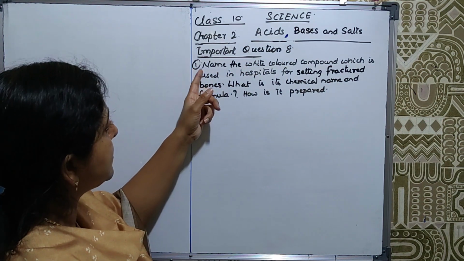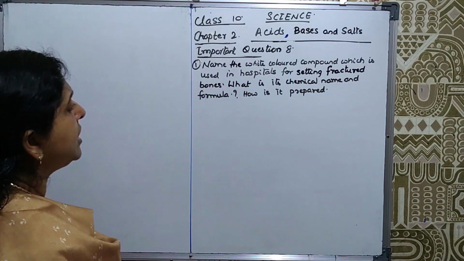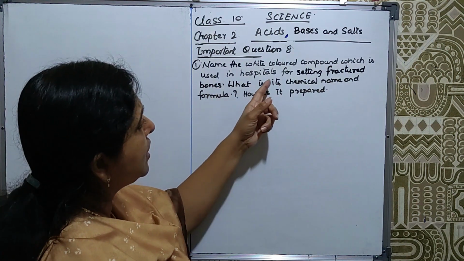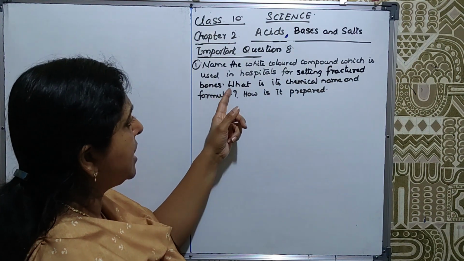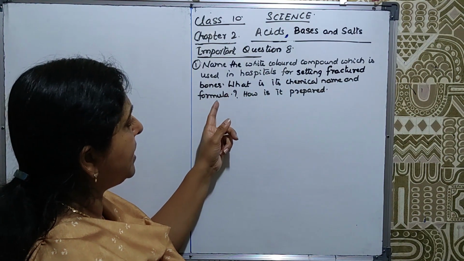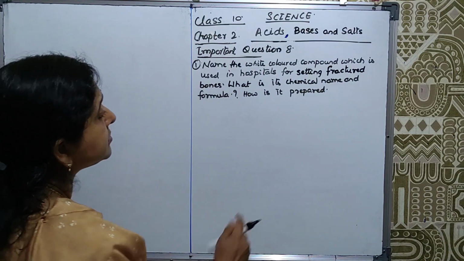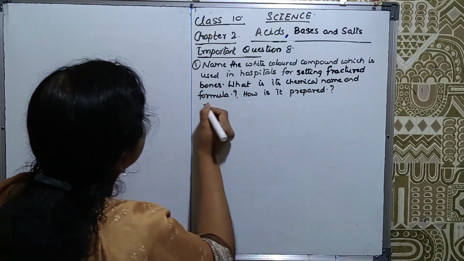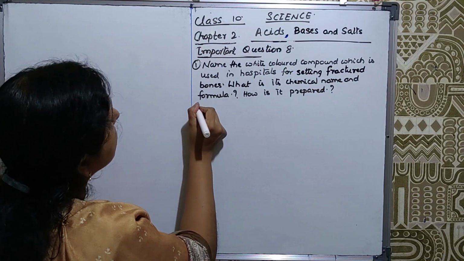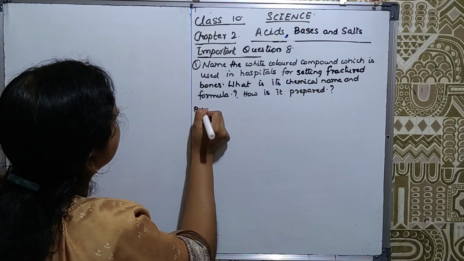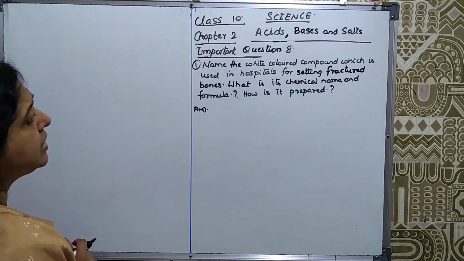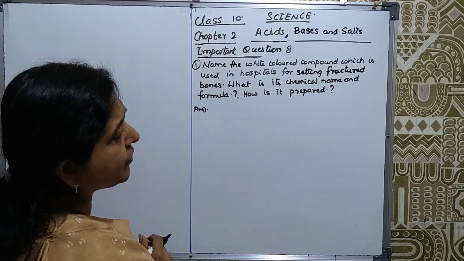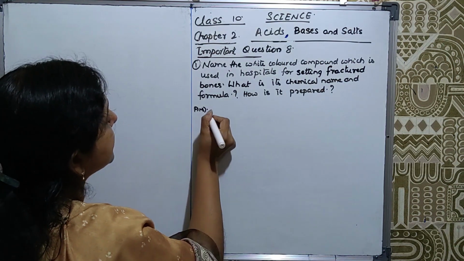Hello children, we are doing class 10 science, chapter 2 acids, bases and salts, important question 8. Now in that one, first one: name the white colored compound which is used in hospitals for setting fractured bones. What is its chemical name and formula? How is it prepared? Now name the white colored compound. So in the answer part, the white colored compound used in hospitals for setting fractured bones is plaster of Paris actually.